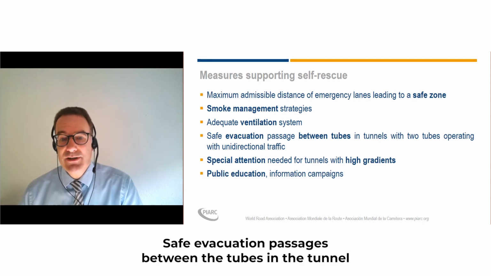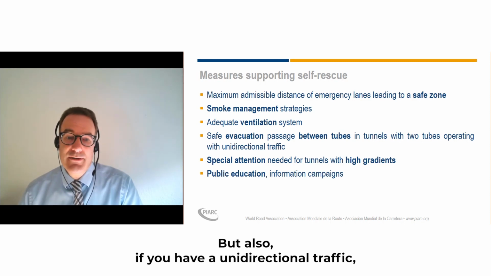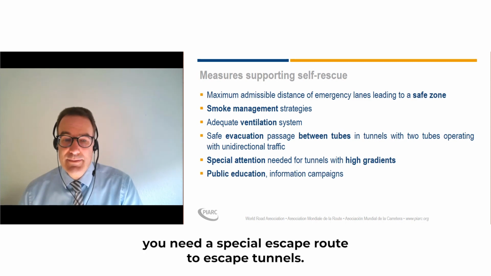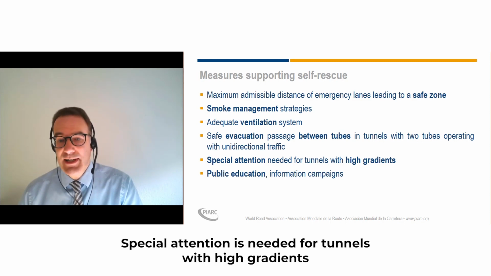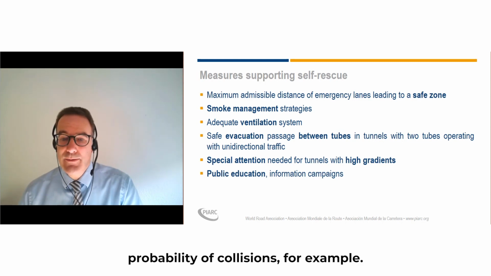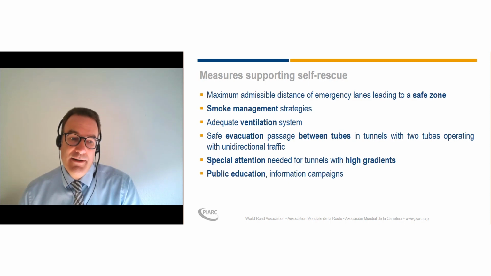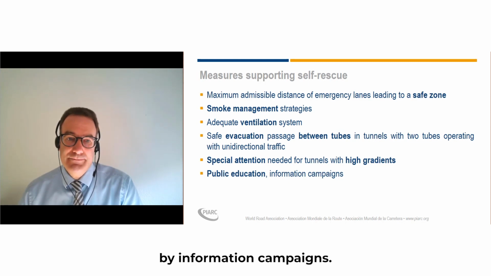Safe evacuation passages between the tubes in the tunnel with two tubes operating, but also if you have a unidirectional traffic, you need special escape routes or escape tunnels. Special attention is needed for tunnels with high gradients, because this could be an influencing factor and lead to higher probability of collisions, for example. And what is also key is the education of the public by information campaigns.